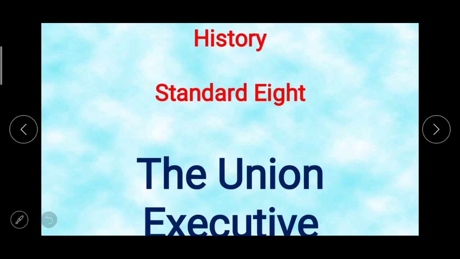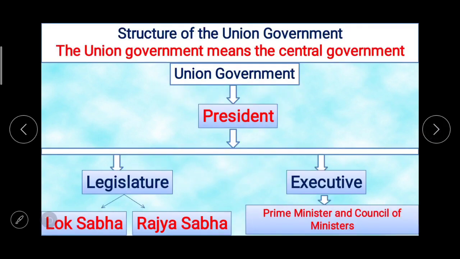My dear students, today in Standard 8 History and Civics, we'll be learning the topic the Union Executive. In the last chapter of Civics, the Indian Parliament, we learnt about the Union Legislature, which included the structure and functioning of the Parliament. Now in this chapter, we are going to study the Union Executive.